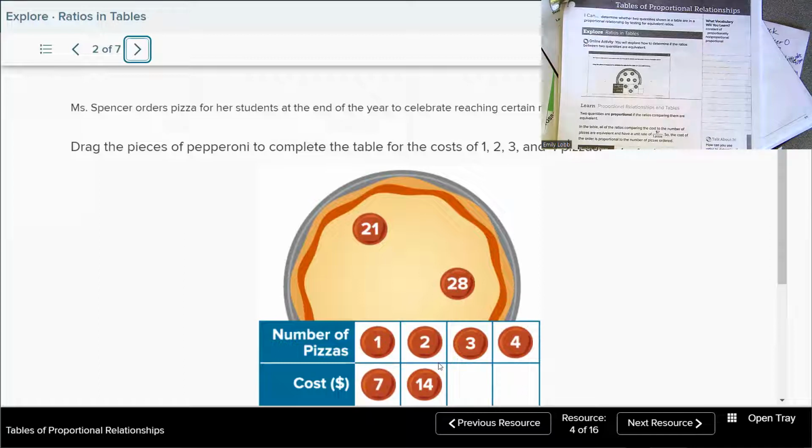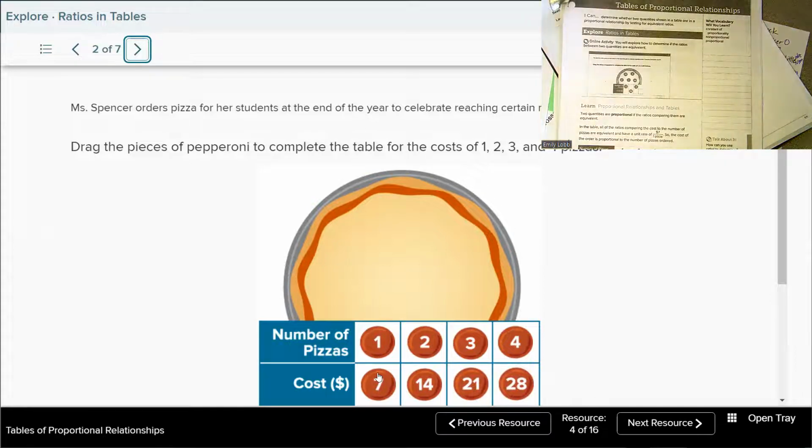How much do 2 pizzas cost? 14. How much would 3 pizzas cost? 21. And how much would 4 pizzas cost? 28. What did I multiply the 1 by to get 7? 7, thank you, Kevin. What do I multiply the 2 by to get 14? I multiply the 2 by 7. What do I multiply the 3 by to get 21?